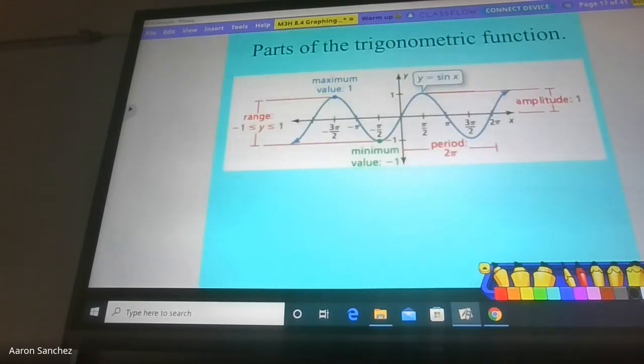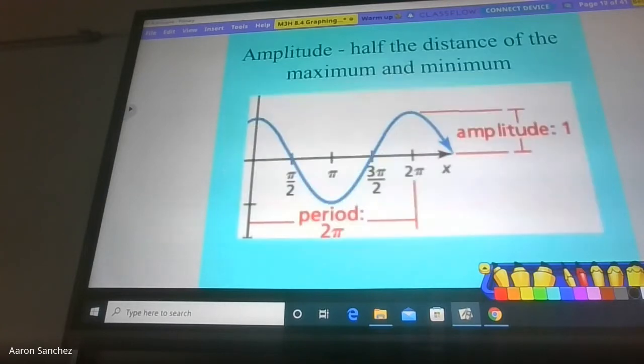Okay, now, notes. Parts of the trigonometric function. The first part is the amplitude. The amplitude of the trigonometric function is half the distance of the maximum and minimum. That's the definition. I'll explain what that means in a second. I think the definition is a good explanation, but sometimes you're all, what the heck? Basically, the amplitude is how tall it is.